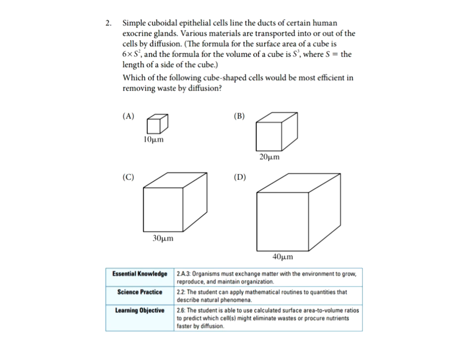So we have a simple cuboidal epithelial cell that lines the ducts of certain human exocrine glands. Various materials are transported into or out of the cells by diffusion. The formula for surface area of a cube is 6 times s squared, and the formula for the volume of a cube is s cubed. So s is the length of a side of a cube, and it tells you what the lengths are of each of these. So which of the following cube-shaped cells will be the most efficient in removing the waste by diffusion? So what do we think that would be?